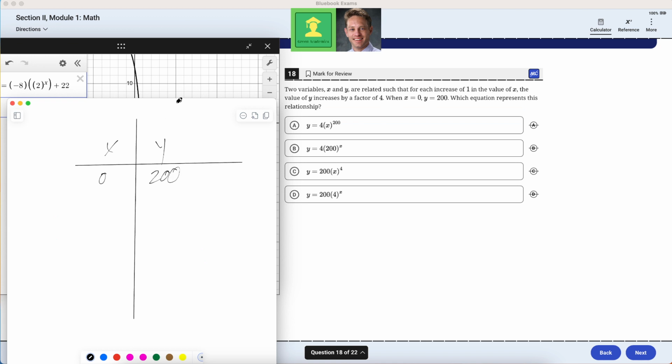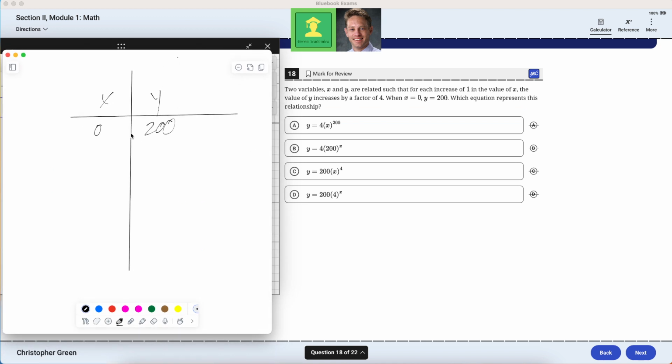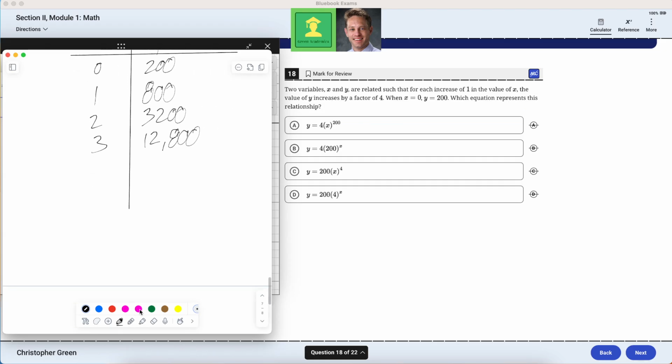Now, let's carefully read what it says: for each increase of 1 in the value of x, the value of y increases by a factor of 4. So this would be 800. And then 2 would be 3,200. And 3 would be 12,800. So you could basically check by example. Suppose you use this true pair to confirm which answer choice works.